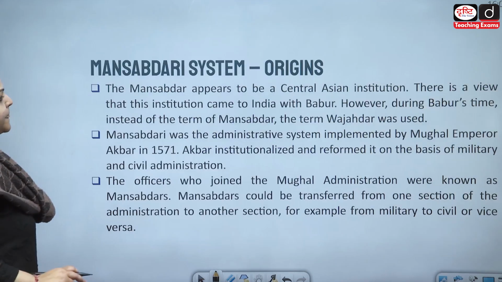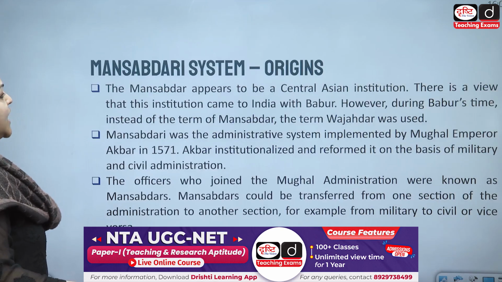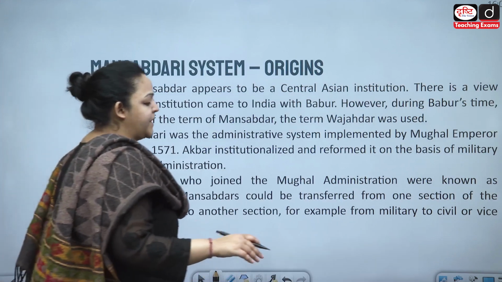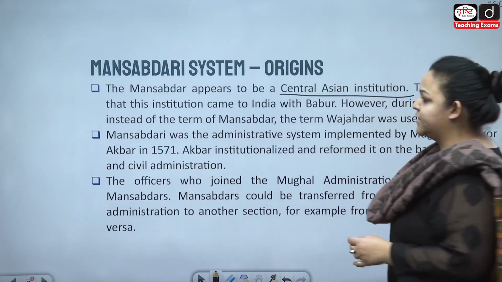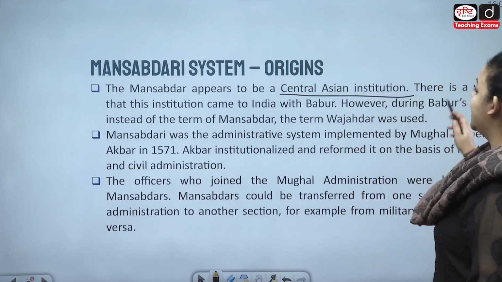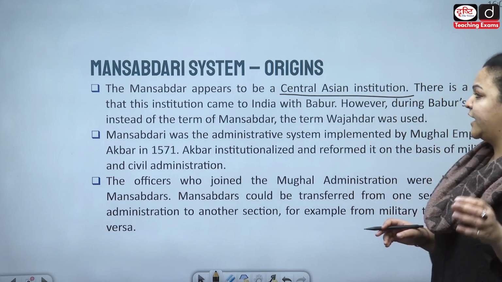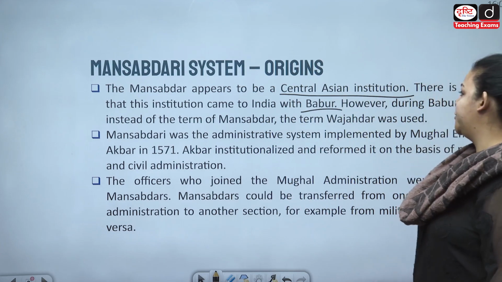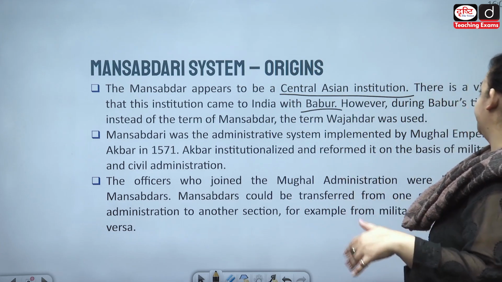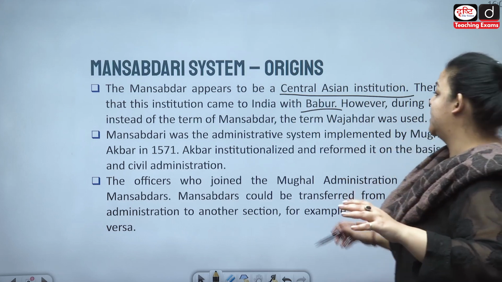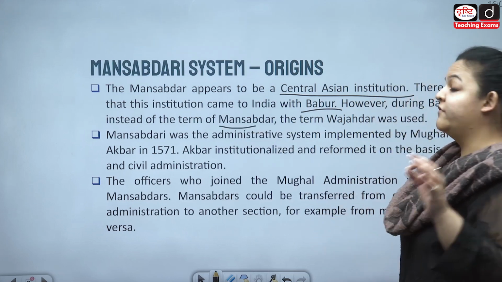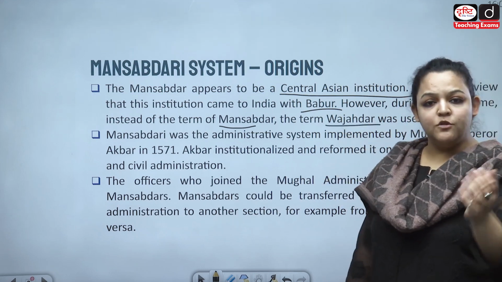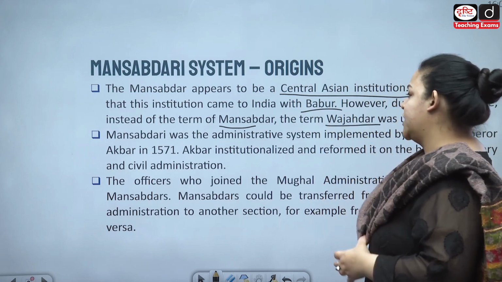So let's start. Okay, first of all, let's discuss the origins. The Mansabdari system appears to be a Central Asian institution. All right. Now, there's a view that this institution came to India with Babur when he established the Mughal Empire in 1526. However, in Babur's time, instead of using the term Mansabdar, the term Wajhadar was being used. Okay, please remember this. What is the term which is being used? The term Wajhadar was being used.